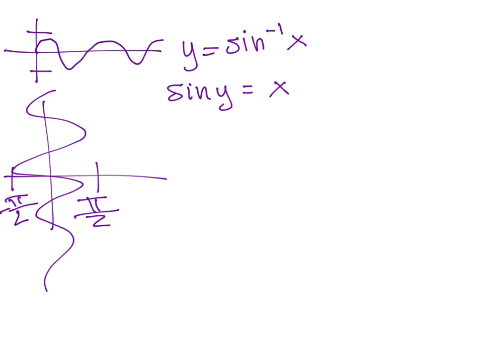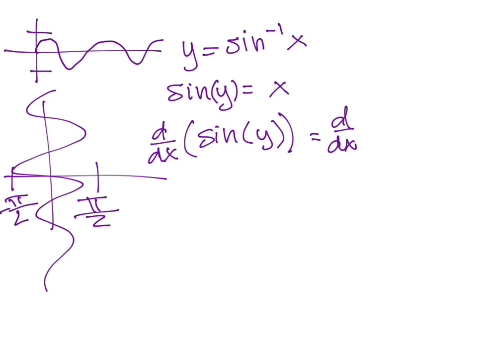Sine of y equals x. This is not explicitly solved for y. Can you see that? I've got a y in an argument here for sine. But we learned implicit differentiation, so it doesn't matter. We can take the derivative right here as it looks. So let's take the derivative of sine of y. What do you have? Cosine. So d/dx of sine y equals d/dx of x.